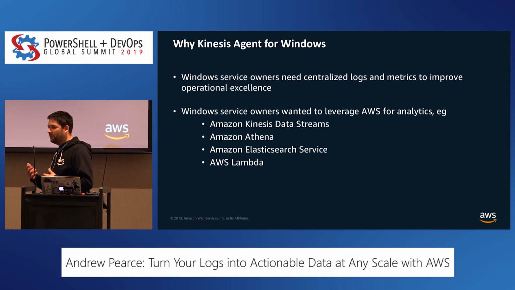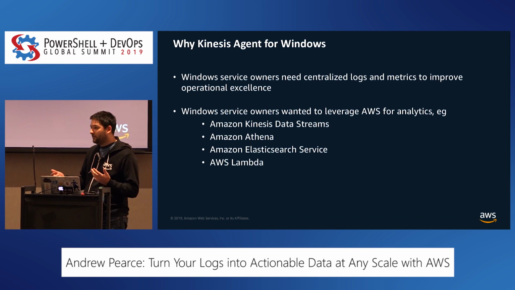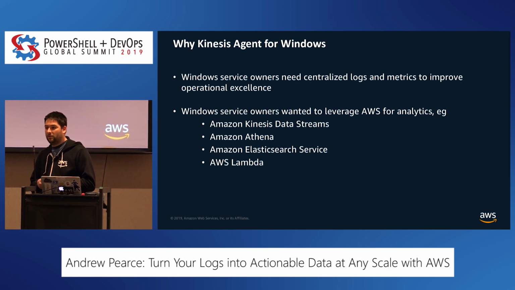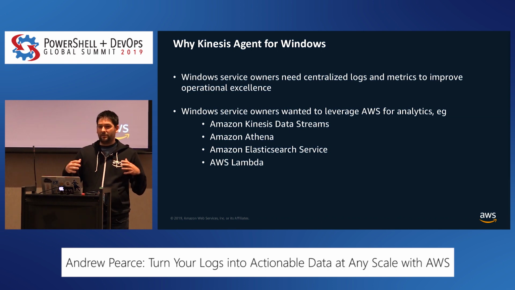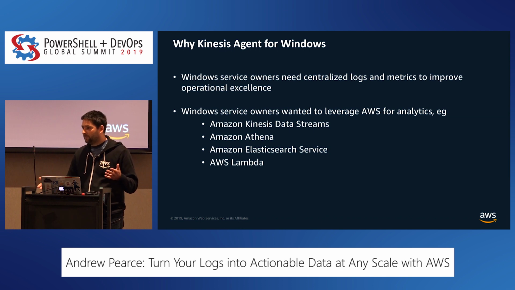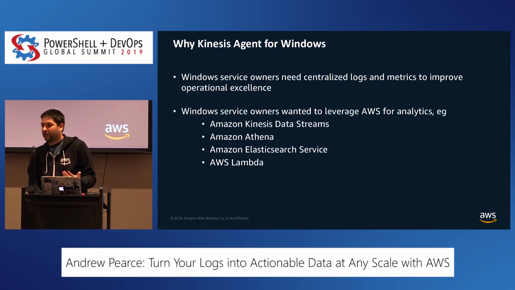And AWS has a lot of analytical capabilities. Lots of companies are using AWS, streaming data into the platform, using services such as Kinesis Data Streams, Athena, Elasticsearch with the Kibana endpoint in front of it, or Lambda to process their logs. So we'll talk about what these are in more depth as we go, but there's lots of capabilities to do so many different things with your logs with AWS. It's a nice place to put them. And so we want to do that from Windows as well.